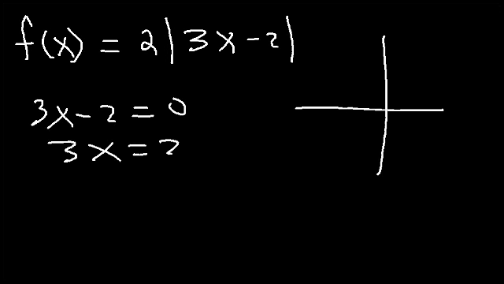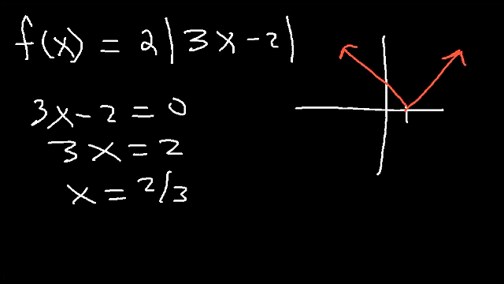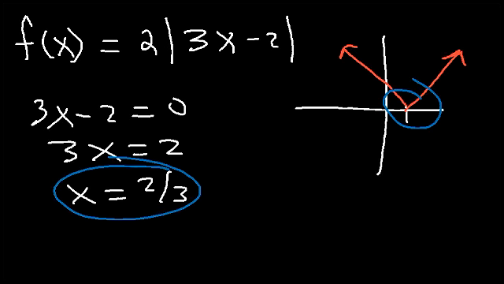And you'll see that x is 2/3. So at 2/3, the function is going to open upward. So therefore, we can see that we have a local minimum value at x equals 2/3, which is also an absolute minimum value. Now, if you want to find the y coordinate, you know it's 0.